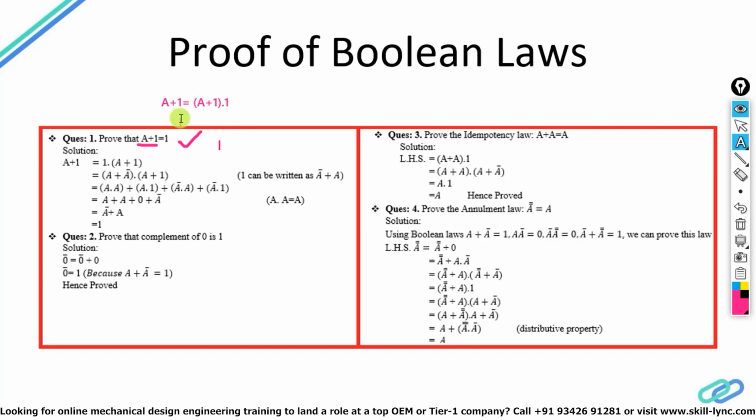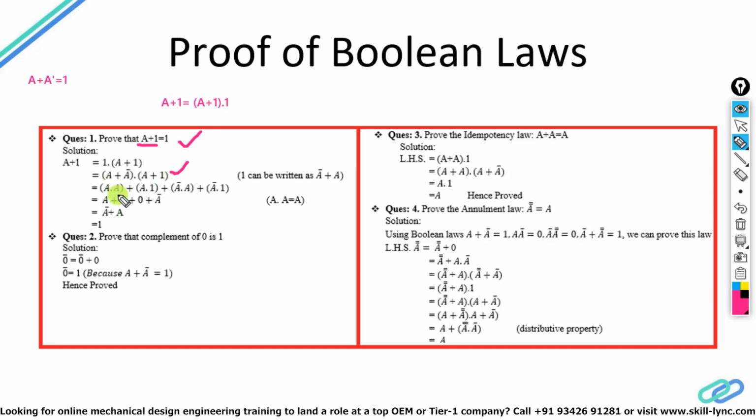So we are writing A plus 1 into 1, and we also know that a number plus the complement of that number is equal to 1. So what I am doing here is just replacing this 1 with A plus A bar. This is the same thing that you are getting here. Now after this, you just open the brackets: A into A plus A into 1 plus A bar into A plus A bar into 1.